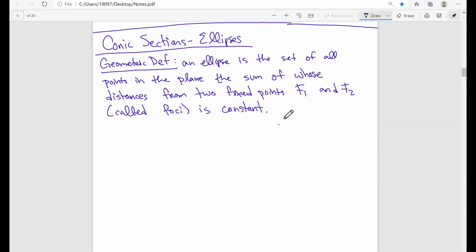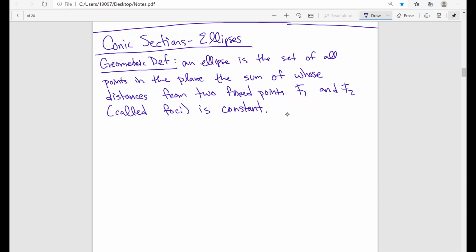So this is the next conic section: ellipses. Here's a geometric definition of an ellipse. An ellipse is the set of all points in the plane where the sum of whose distances from two fixed points, F1 and F2, called the foci, is constant.